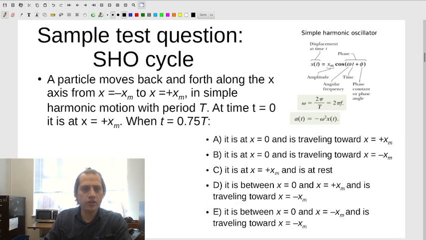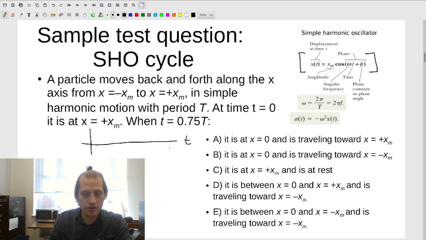Okay, now here's another question, just trying to make sure that we understand what this expression is telling us. It says a particle moves back and forth along the x-axis from minus x_max to plus x_max, so that's what this is, in simple harmonic motion with a period T. At t equals 0, it is at x_m. Okay, so I'm going to draw this out. Here's your t. At t equals 0, you're starting out at your maximum x.